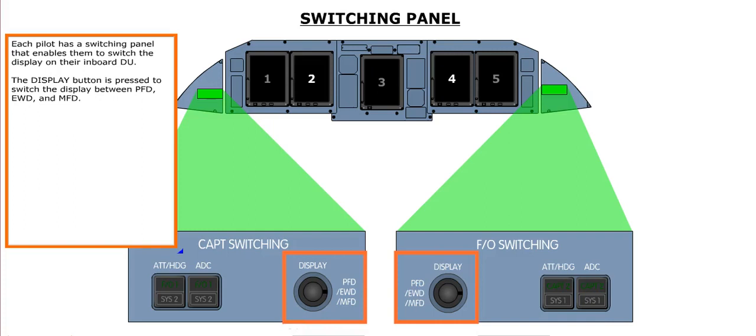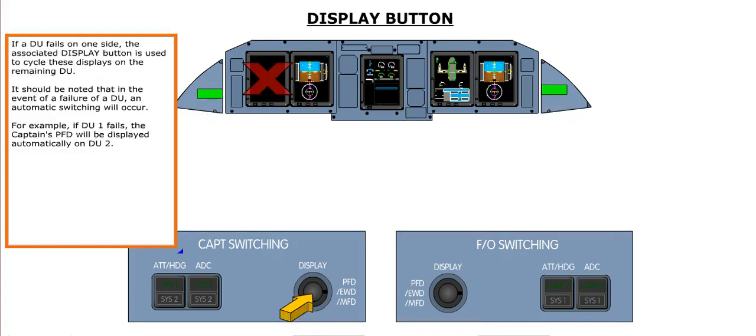Each pilot has a switching panel that enables them to switch the display on their inboard DU. The display button is pressed to switch the display between PFD, EWD, and MFD. If a DU fails on one side, the associated display button is used to cycle these displays on the remaining DU. It should be noted that in the event of a failure of a DU, an automatic switching will occur. For example, if DU1 fails, the captain's PFD will be displayed automatically on DU2.